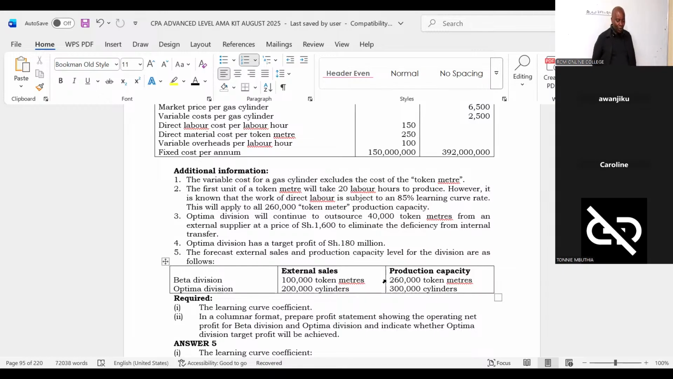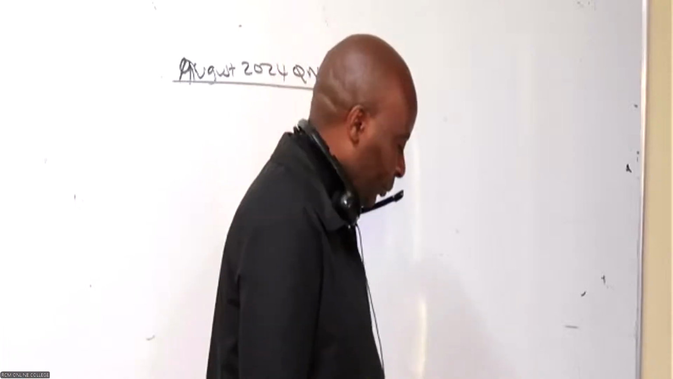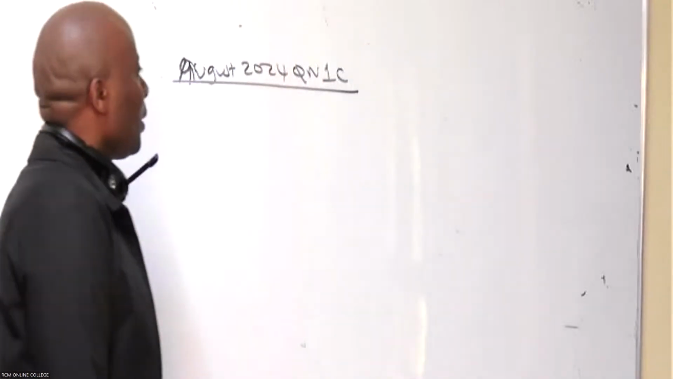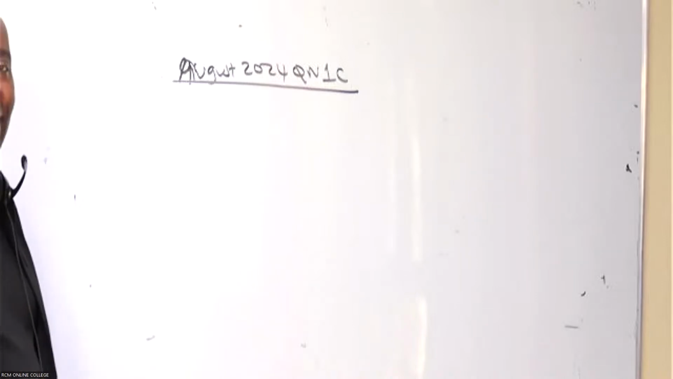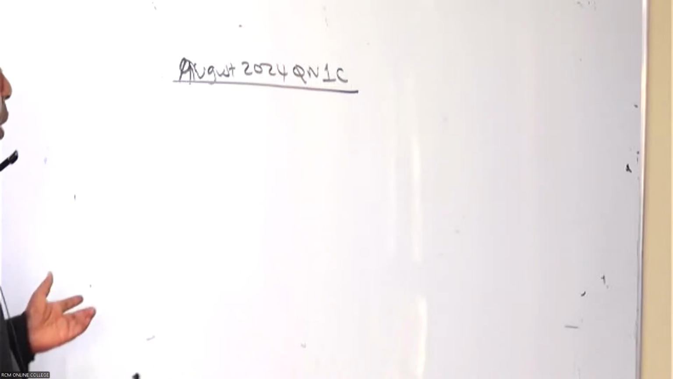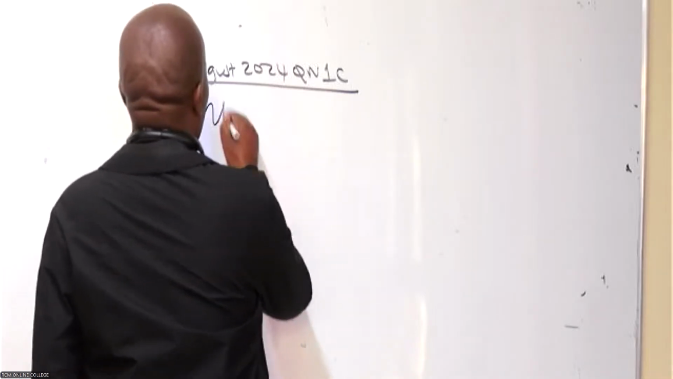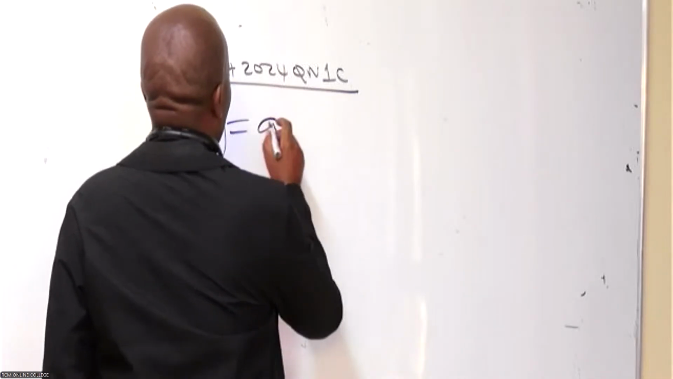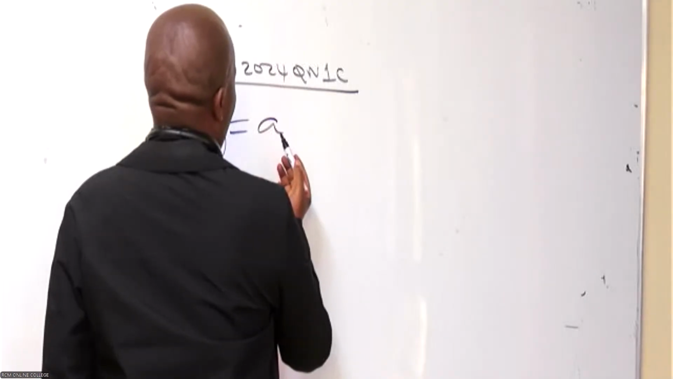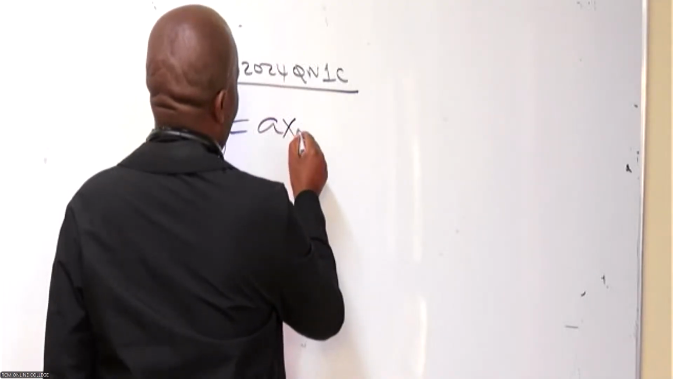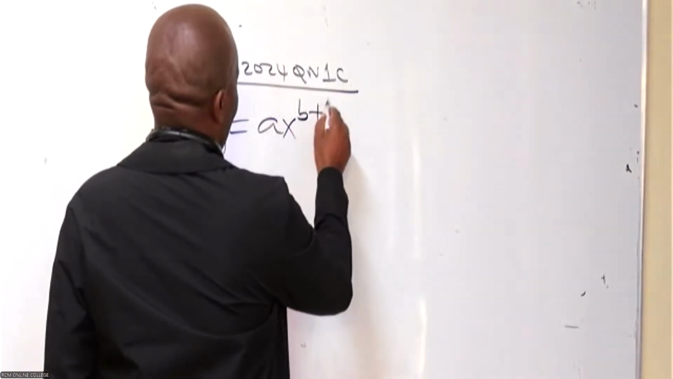Required, they want us to give them the learning curve coefficient. Do they still remember the learning curve equation? They want us to just give them the value of B. That's very easy, but you can just go ahead and do the whole of it, the prediction. So we know that our learning curve is Y equals a x to the power of b plus 1.